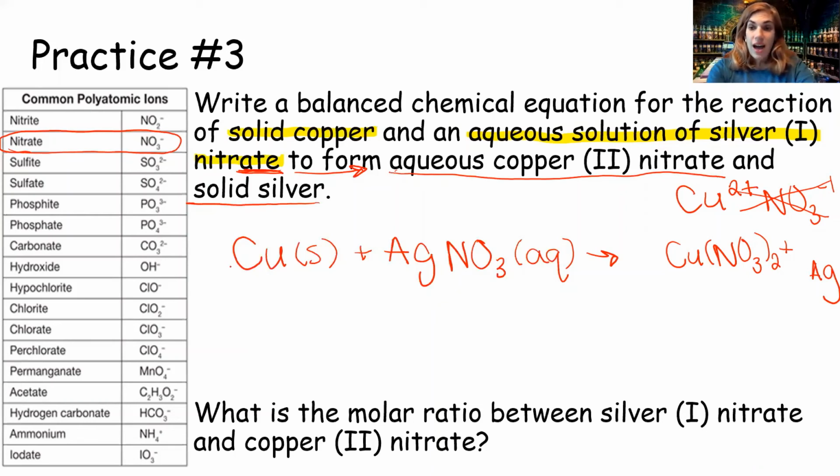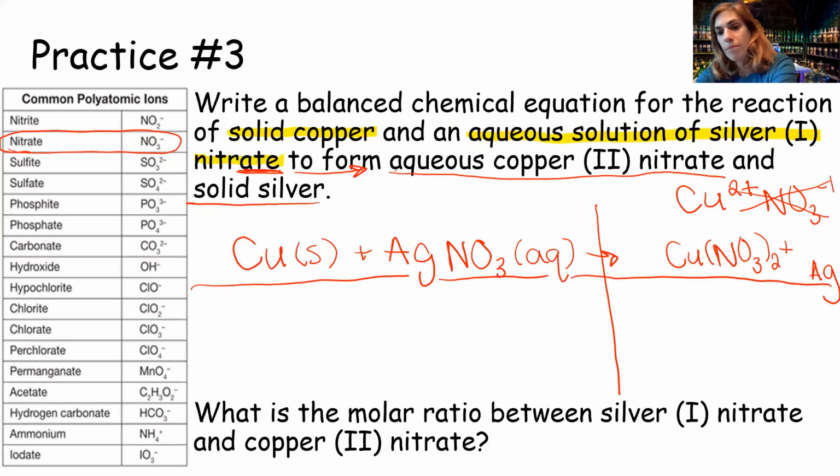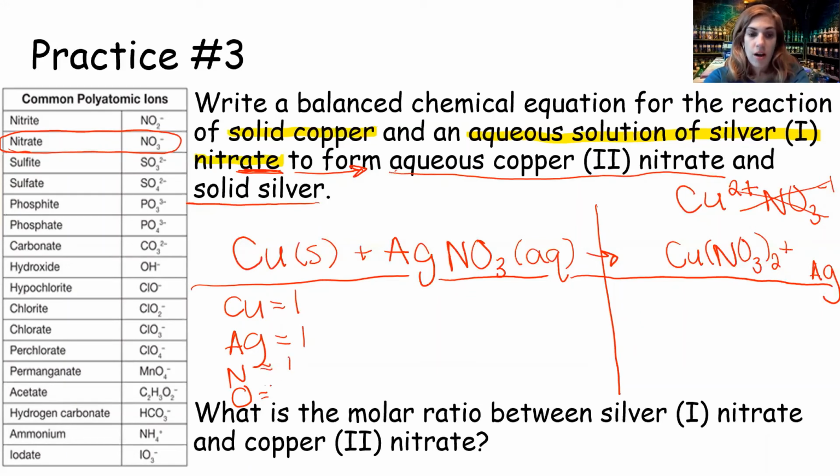Now that I've written this out, I can go back in and I can balance it. So now I need to count and see. I'm going to do this the long way first, but then I'm going to teach you guys a shortcut, so if you ever come across it, you'll know. Right now, I'm still going to count out my atoms. So I have copper, I have silver, I have nitrogen, and I have oxygen. Copper, I have 1, silver, I have 1, nitrogen, I have 1, but oxygen, I have 3 from this 3 subscript.